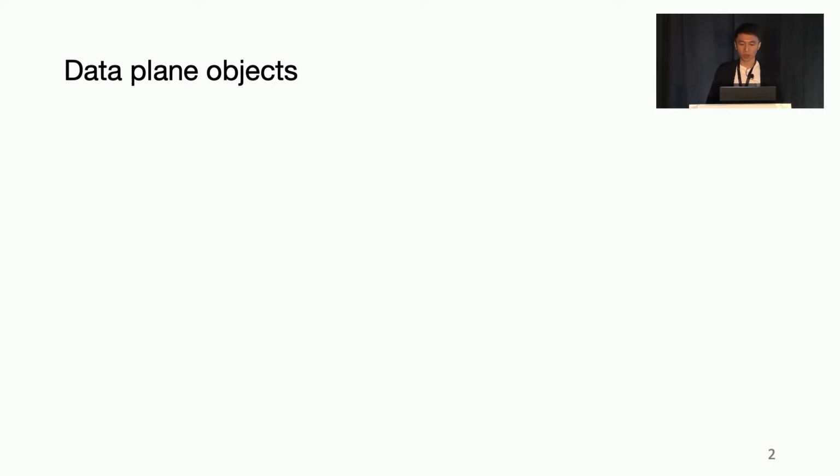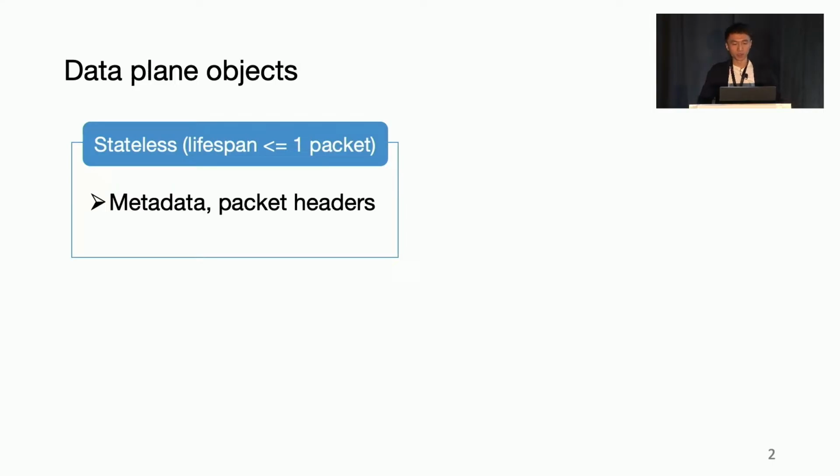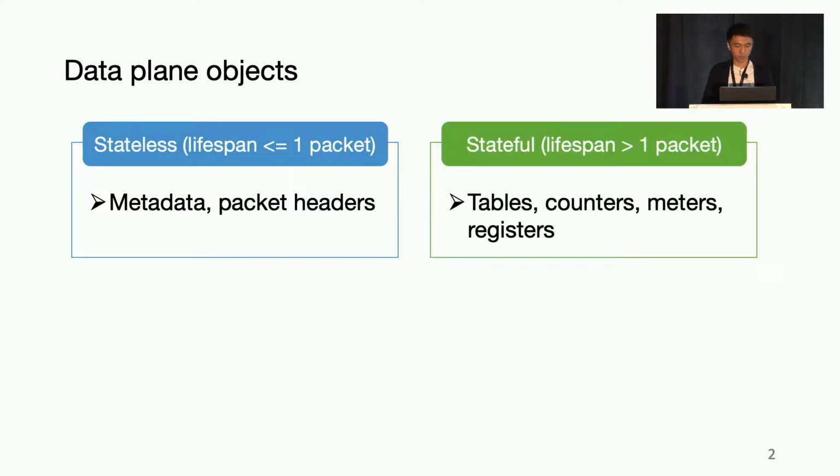Programmable networks have been changing how we design, build, and manage computer networks. There are two broad types of objects provided by commodity programmable switches on the data plane. The first is stateless objects, whose lifespan is within one single packet. These objects cannot preserve state between packets. Some examples are metadata and packet headers. The other type is stateful objects. The state is preserved between packets in these objects, such as counters, tables, meters, and registers.